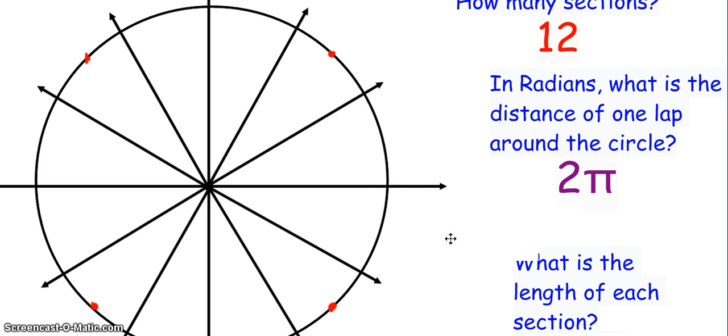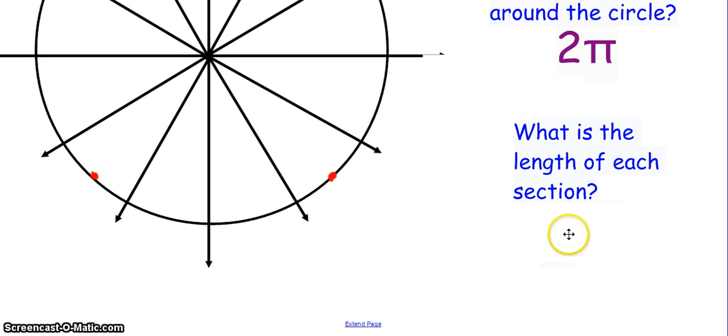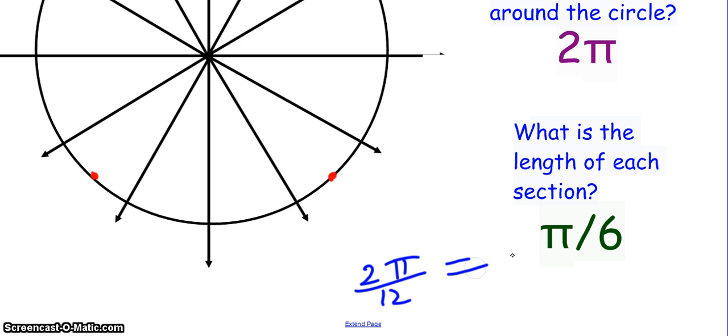We still know that it's 2 pi for the length around a circle. And so if we divide 2 pi by 12, how much is each section? It's going to be pi over 6. So 2 pi over 12 equals pi over 6.